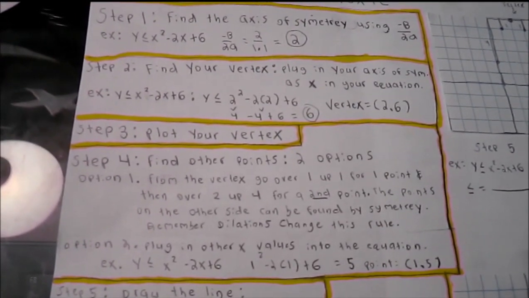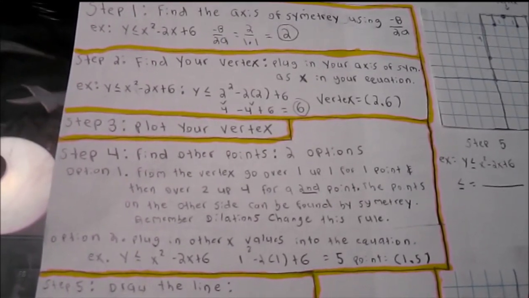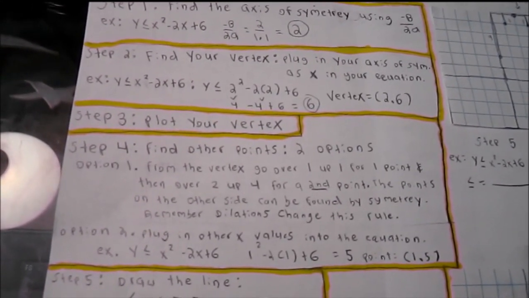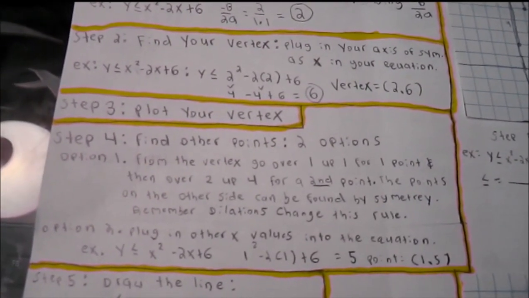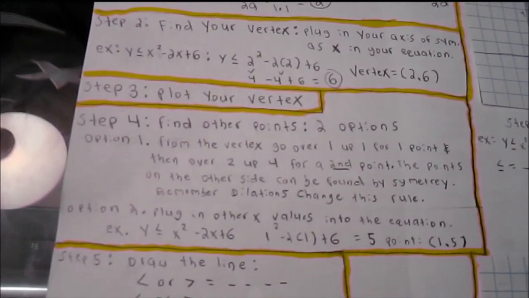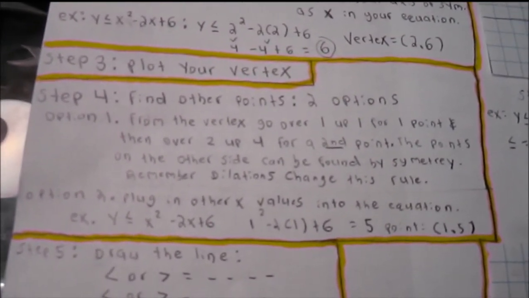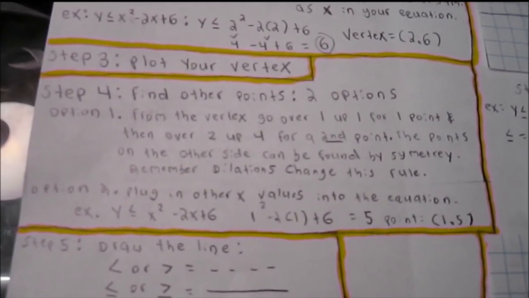You have two options for this. You can either use the rule that says you go over 1 and up 1 and over 2 up 4 to find another point, and then use symmetry on the other side. The only problem with this is if you have dilations, it can change the rule. The other option is to plug in other x values into your equation. You find two other x values and then you also use symmetry to find the values on the other side.